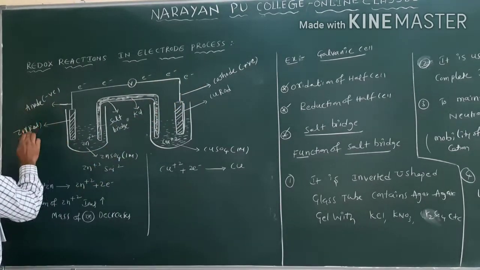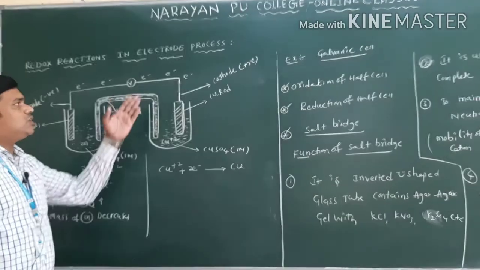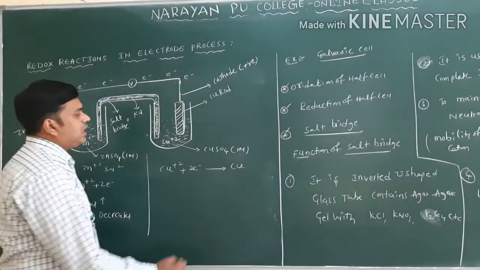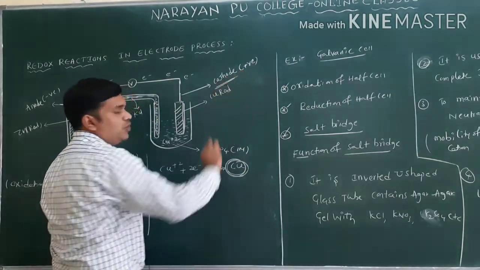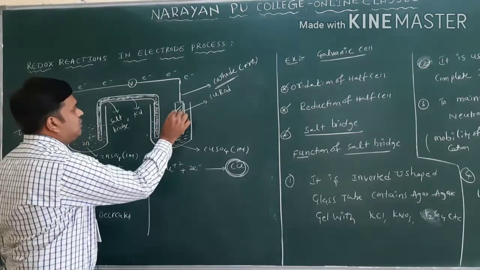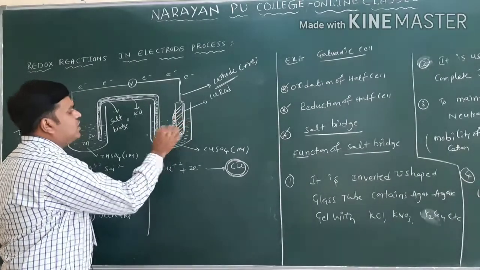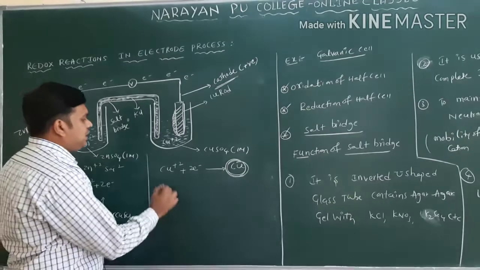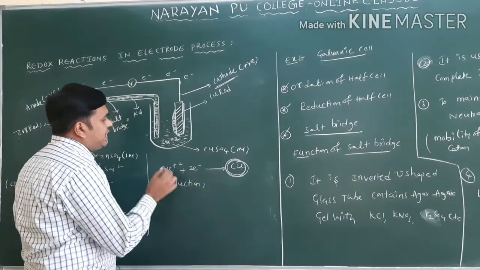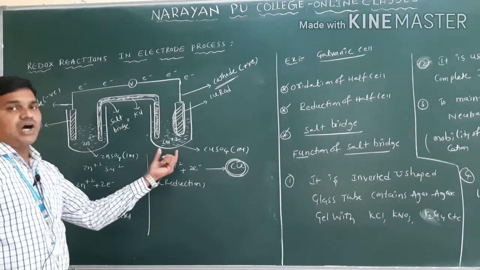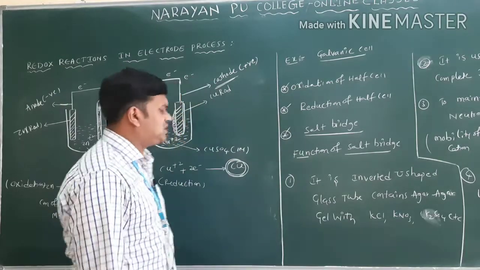Electron movement takes place from anode to cathode, or zinc rod to the copper rod. The 2 electrons are gained by the copper rod, so copper is deposited. Where is it deposited? It is deposited at the cathode only. Gain of electrons we call reduction only. So reduction takes place in this half cell. This is called the reduction half cell.